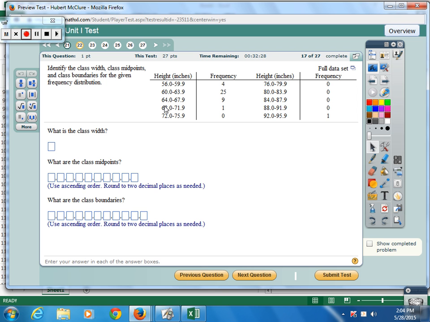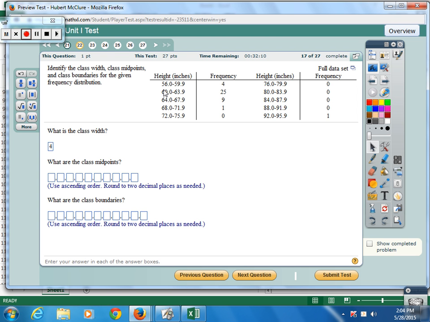Let's go ahead and find the class width. What is the class width? Nope. Oh, you're right, 4. I was thinking 54 and 60. I'm sorry, you're right, 4. I thought that was 54. I'm not going to do the rest of it.